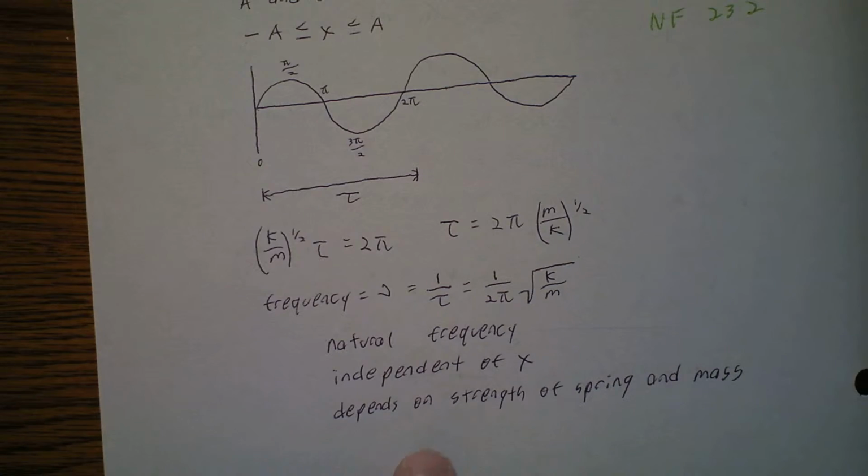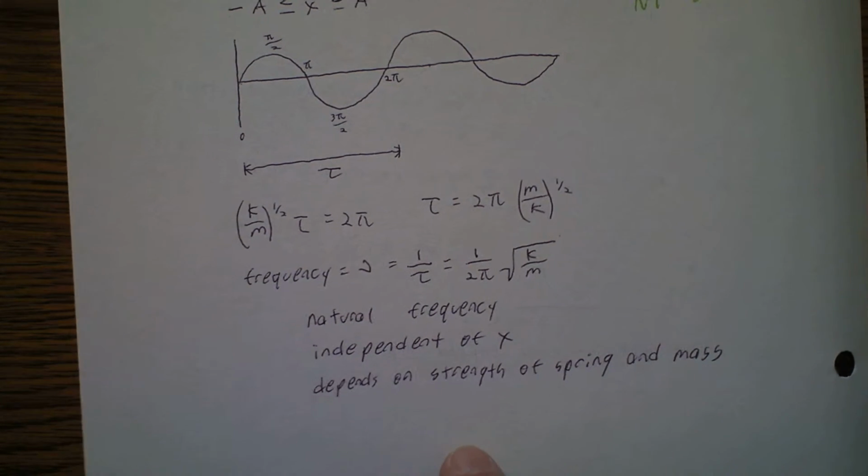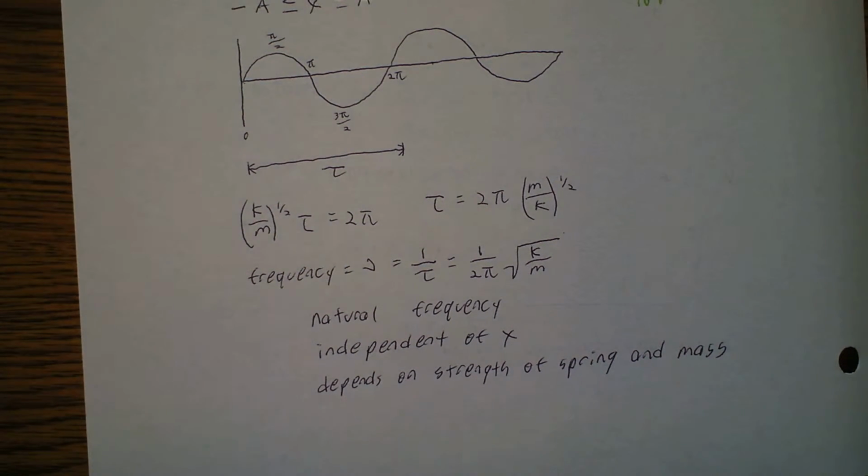This is called the natural frequency. You'll notice it's independent of X, and it depends on the strengths of the spring and the mass. Of course, we're still talking about classical physics here.